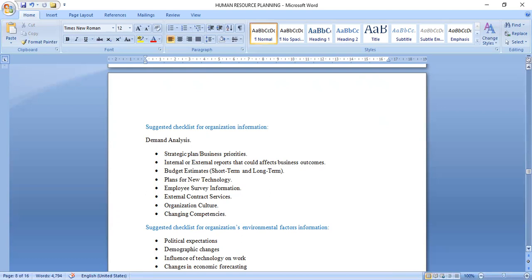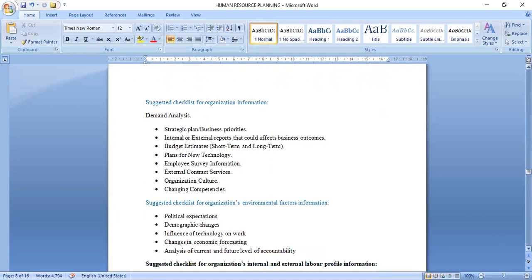This analysis is going to be done by using organization information. When the organization is making a demand analysis, a number of factors will have to be looked at. Here we are looking at a demand analysis for workers, for human capital. Does it require more workers to be recruited, for example?